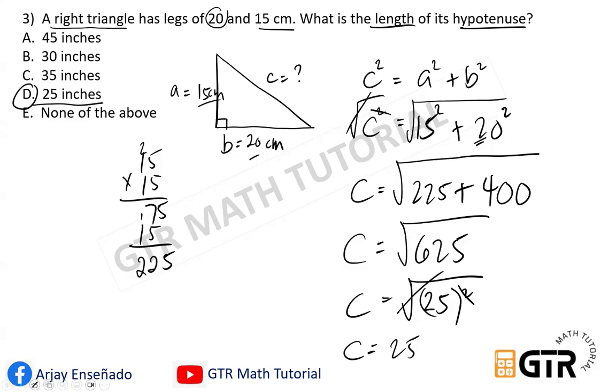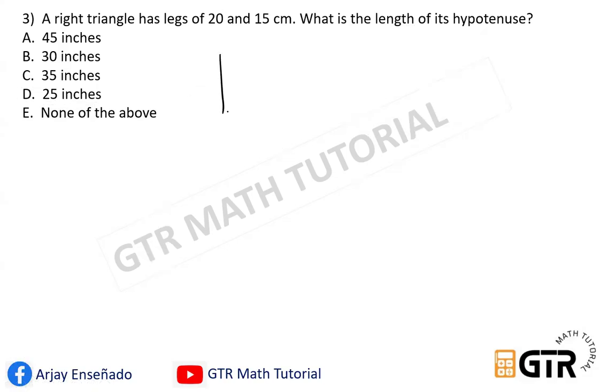Or another way to solve this, if you know the 3, 4, 5 Pythagorean triple. This is the most commonly used Pythagorean triple. So we have 3, 4, and this is 5. Based on the problem, we have 20 and 15. 20 and 15 are legs. If you notice, for 20, we just multiply 4 by 5, that is equal to 20. And if we multiply 3 by 5, that is equal to 15.